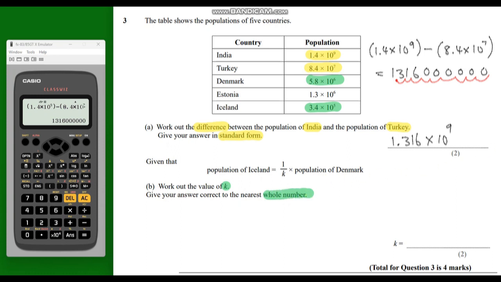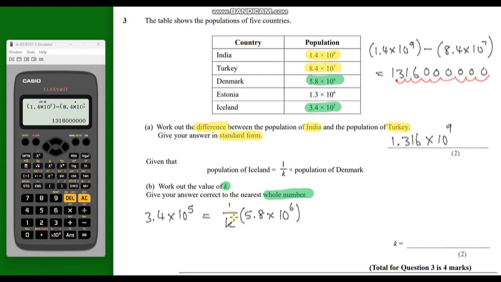So let's write down the formula again, just down here. So we've got the population of Iceland. We know what that is. So let's write that down. 3.4 times 10 to the power 5. That is equal to 1 over k times the population of Denmark, which is 5.8 times 10 to the power 6. And we need to work out the value of k.